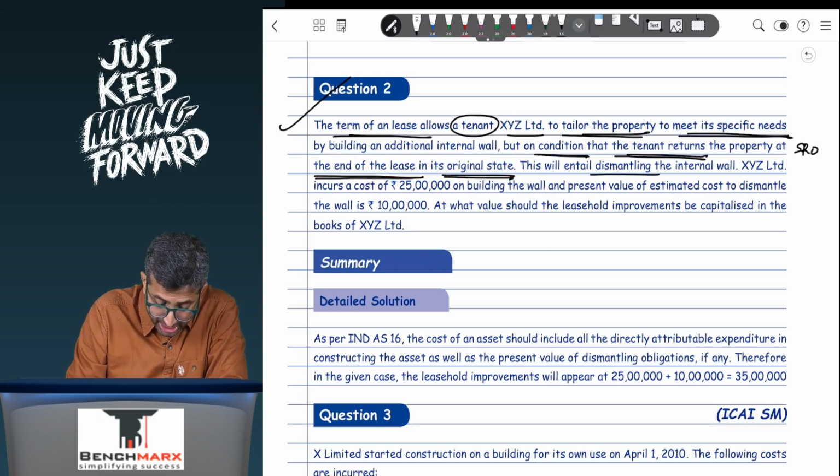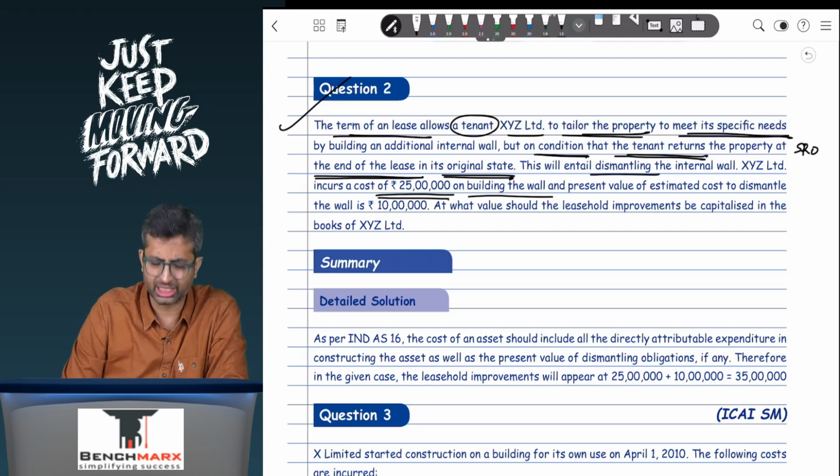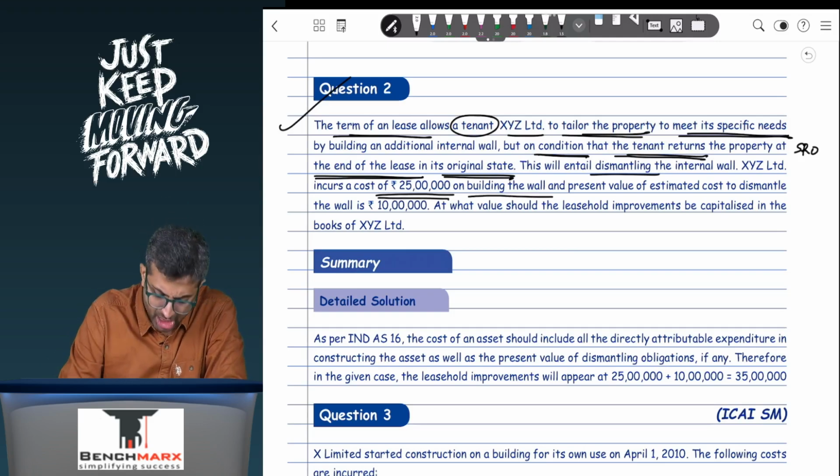XYZ incurs a cost of 25 lakhs on building the wall. What do you guys think? Will this 25 lakhs construction cost be a part of the cost of the asset?